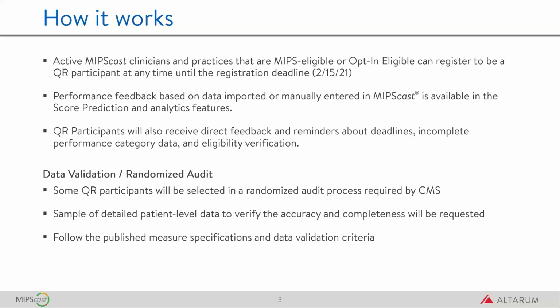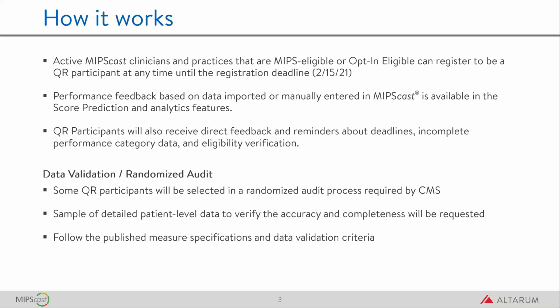Another key component is that there's the data validation and randomized audit. So all data goes through a set of validation rules by us before anything gets submitted to MIPScast, checking for things like numerators cannot be larger than denominators, measure calculations are done correctly. However, the randomized audit is a distinct process that is required of all qualified registries and QCDRs, where we select a random sample of participants and we request some detailed information, patient level, to verify that the information that you've entered into MIPScast is true, accurate, and complete.